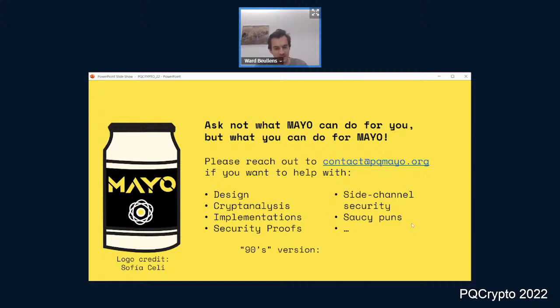For example, Dilithium and Kyber have this 90s version where you do the expansion of your seeds with AES. So we're also going to do this with Mayo, but then of course we call it Mayo and AES. That's the name of this variant, right?